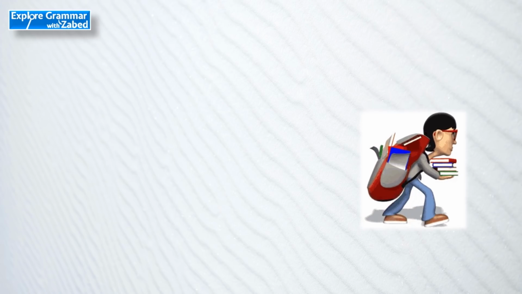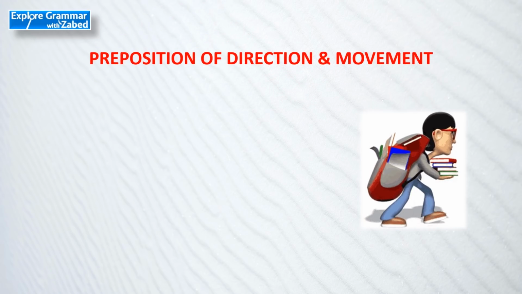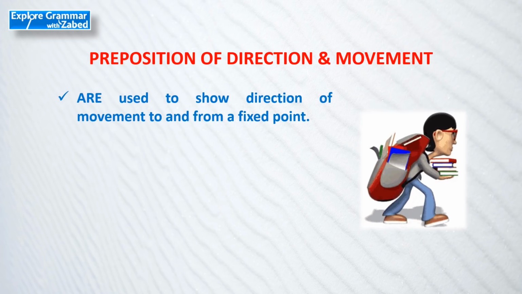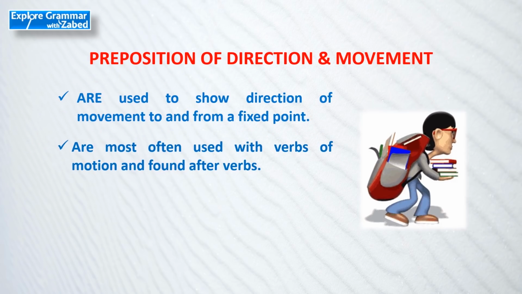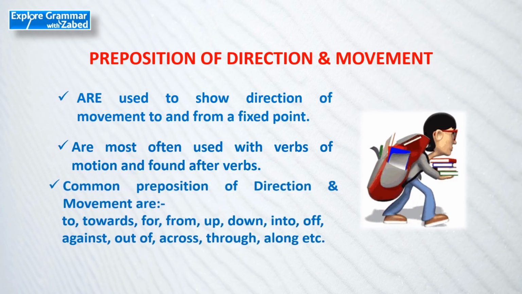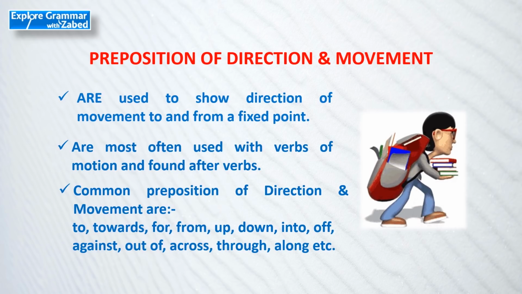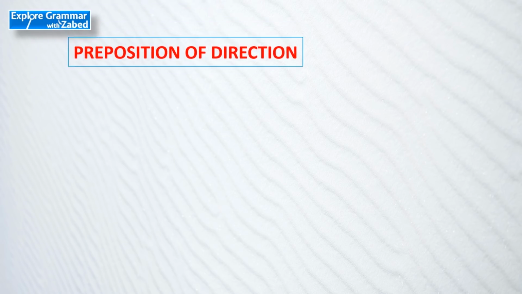Before going to the discussion, let's try to know what prepositions of direction and movement are. Prepositions of direction and movement are used to show direction of movement to and from a fixed point. They are most often used with verbs of motion and found after verbs. Common prepositions of direction and movement are to, towards, for, from, up, down, into, of, against, out of, across, through, along, etc. So let's start our discussion with to and towards.